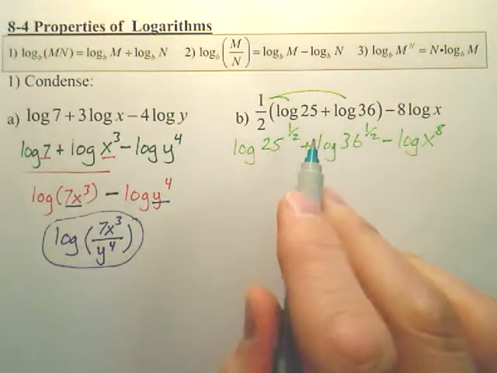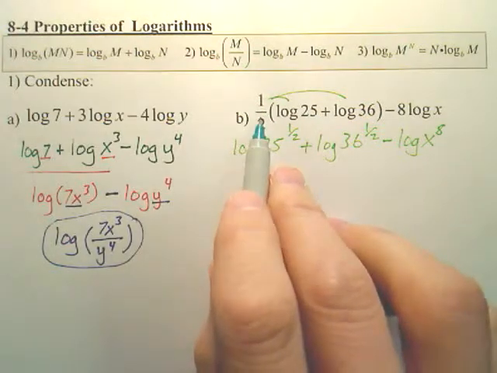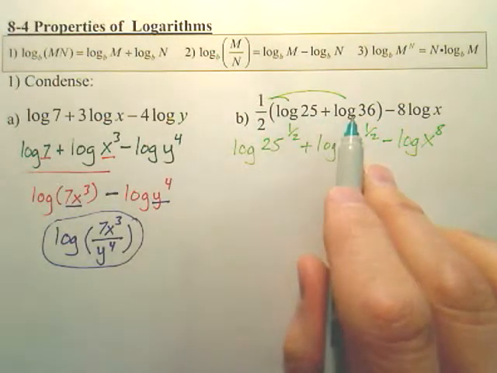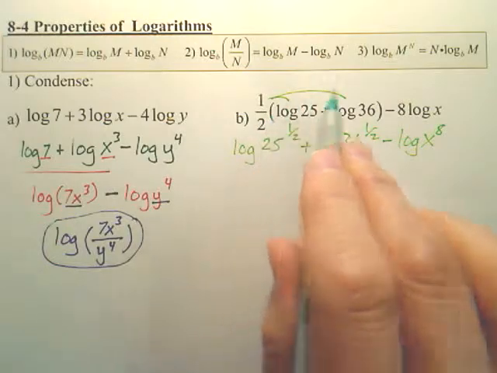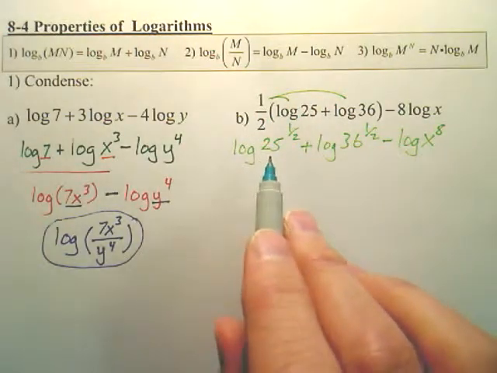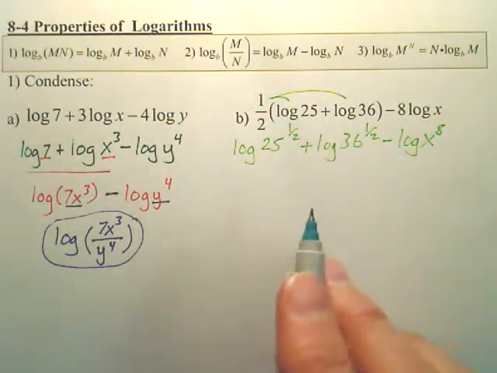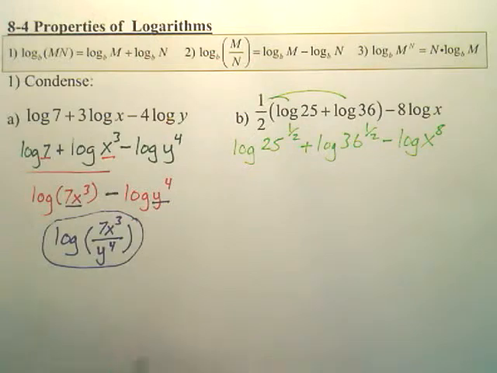Okay, next. But it's 1/2 times this and 1/2 times this, and remember anything in front becomes a power. This multiplies, and again I made 2 steps in one. I multiplied it by both pieces, and then I brought it to a power right away. I did 2 steps.